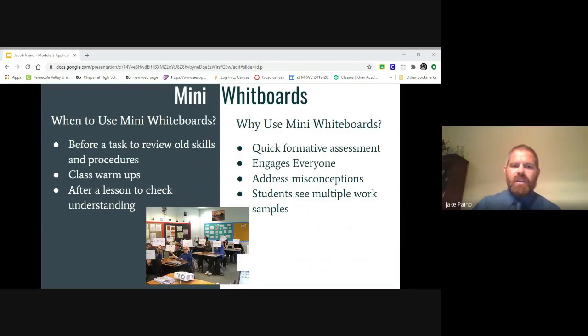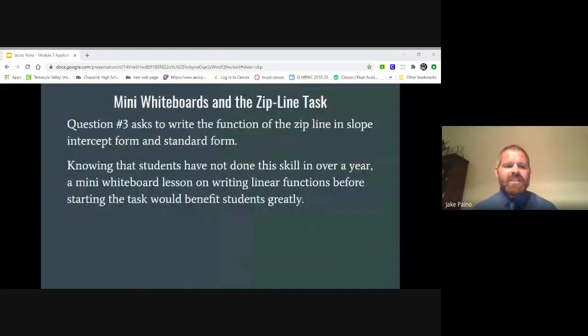And so for the zipline task, I would use mini whiteboards before I pass out the task. I know that question 3 asks them to write the function of the zipline in slope-intercept form and standard form. This is something they have not done since Algebra 1, so for over a year. Most of them have forgotten standard form. Most remember y equals mx plus b, but a lot of people forget standard form.